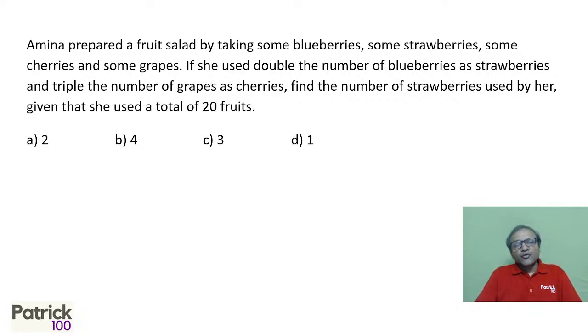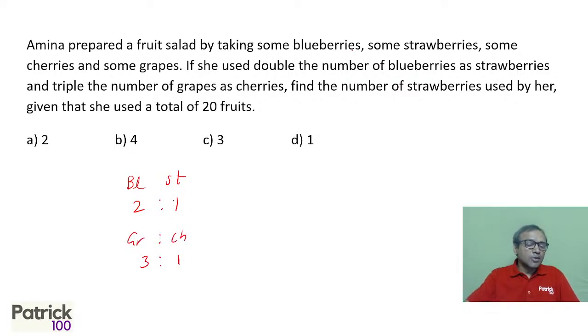So I'm going to prepare a fruit salad by taking some blueberries, some strawberries, some cherries and some grapes. Used double the number of blueberries as strawberries. So blueberries and strawberries, the ratio is 2:1. And triple the number of grapes as cherries. So 3:1. So double the number of blueberries and strawberries, so this total has to be a multiple of 3. And triple the number of grapes as cherries, this total has to be a multiple of 4.